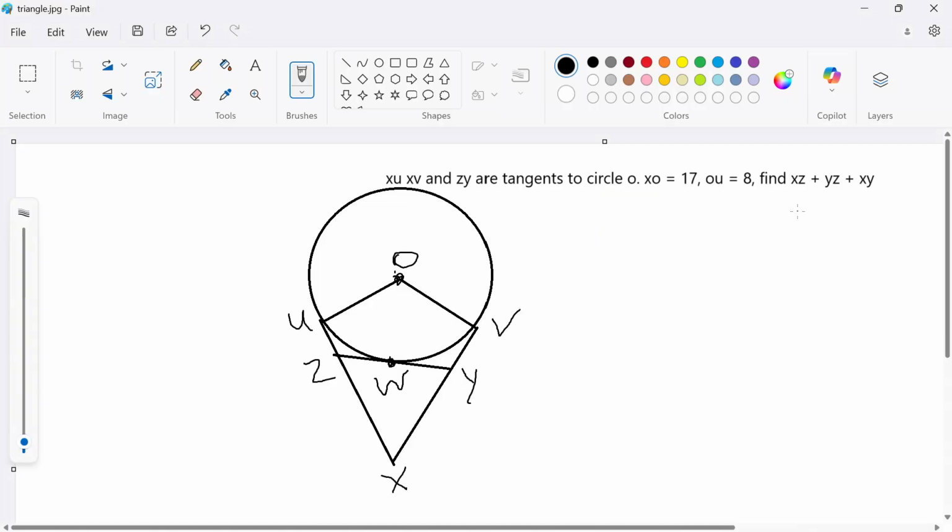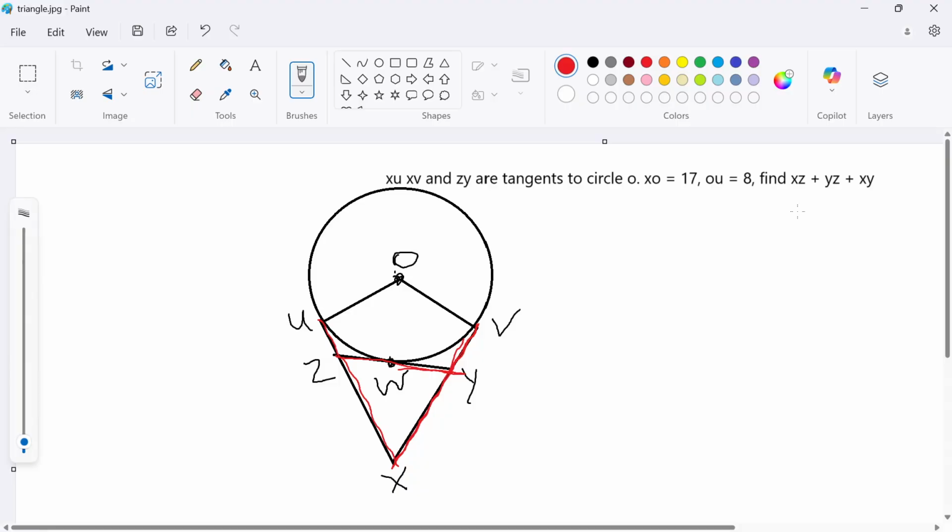This question says that XU, XV, and ZY are tangents. So I'll put those in red. XU, I'm going to call it UX. XV, I'll call it VX. I like to put the earlier letter first. And ZY are all tangents.